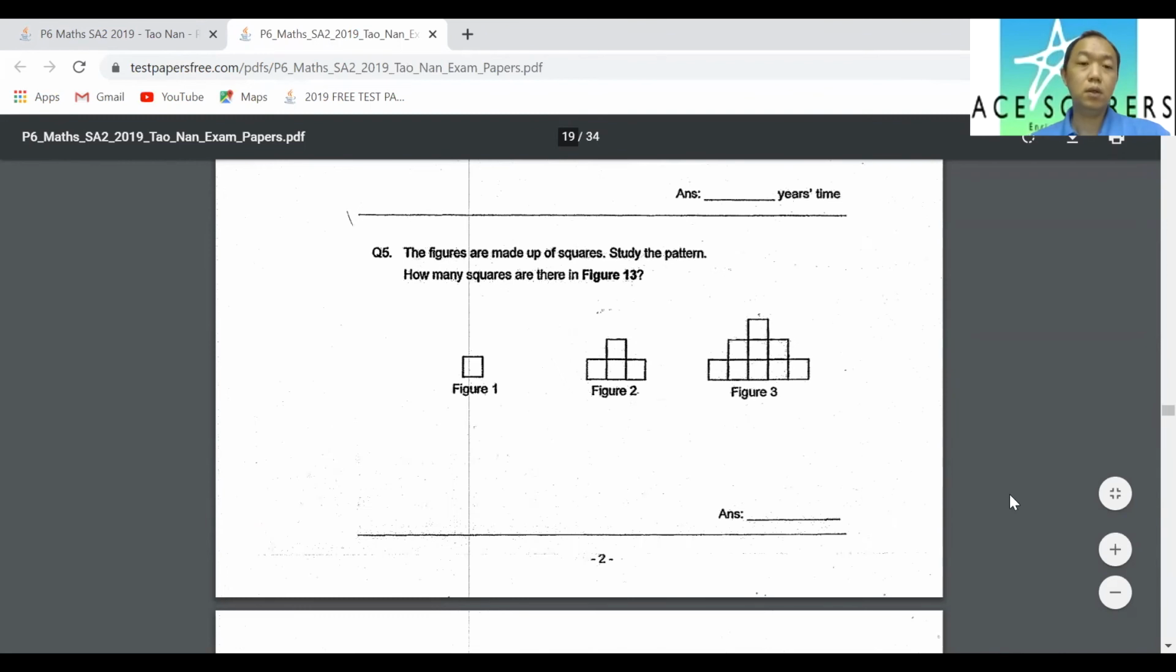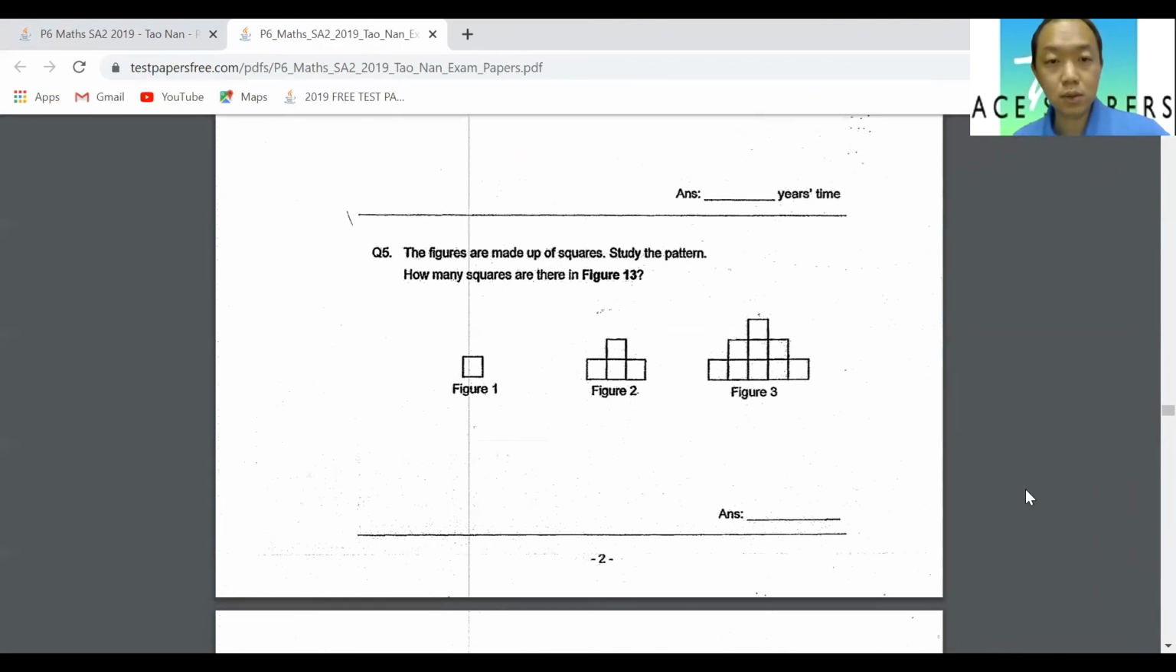Okay, pattern. The figures are made of squares, but how many squares are there in figure 13? Alrighty, so how many squares? Figure 1 has 1 square. Figure 2 has 1, 2, 3, 4, 5, 6, 7, 8, 9. 9 squares. So here plus 3, plus 5.